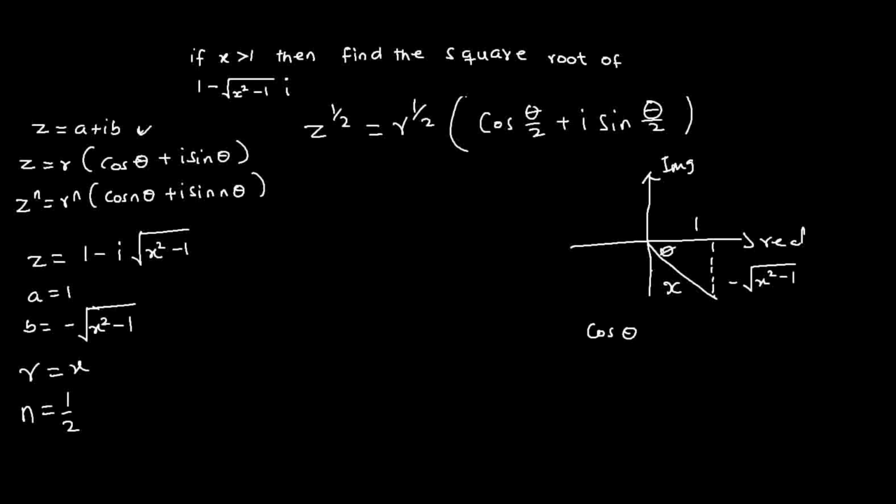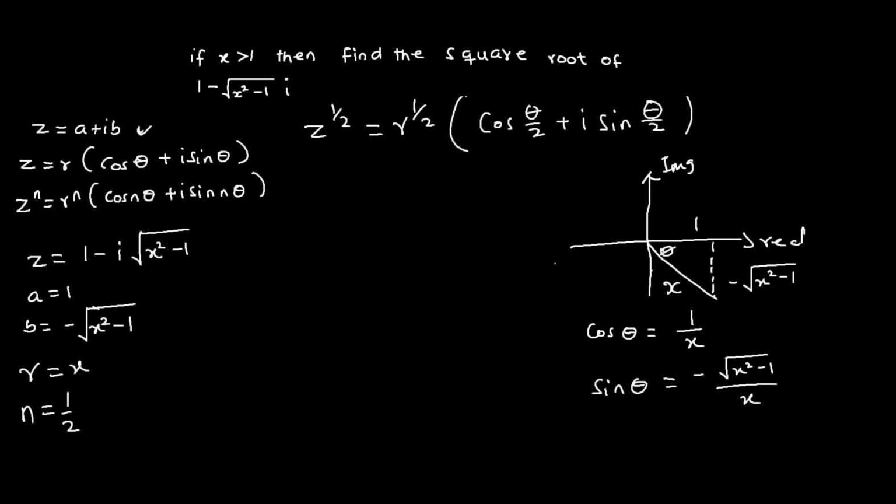Cosine of theta will be equal to adjacent over hypotenuse, and that was 1 over x. And sine of theta will be equal to opposite over hypotenuse. So that was minus the square root of x squared minus 1, divided by x. Okay, so this is what we have now.